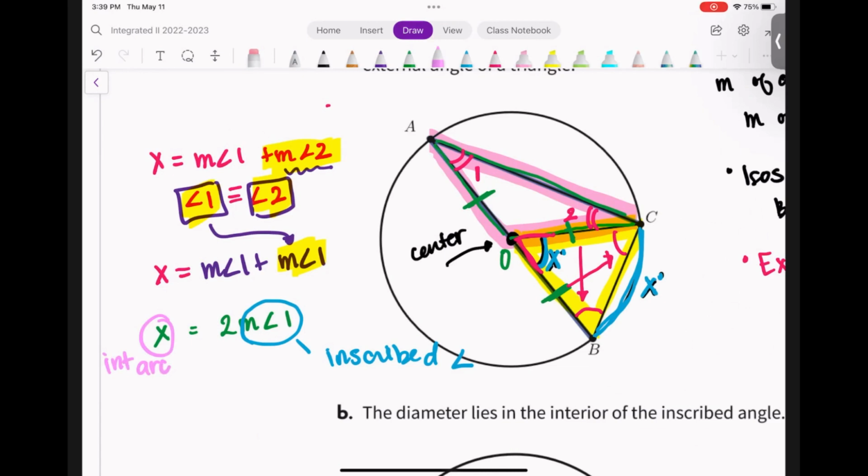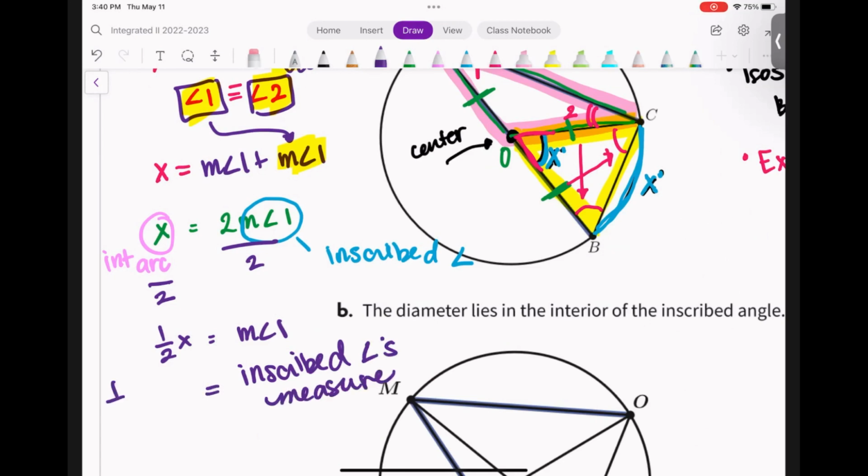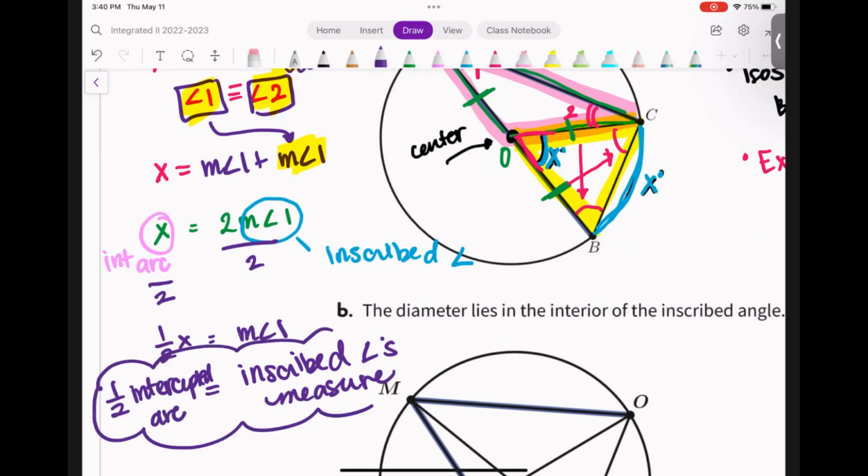And we still have that relationship. So some of you are like, but Miss Johnson, it's twice it. Yeah, you can divide by 2. Absolutely. So we'll divide by 2 here, divide by 2. So half of the arc is the inscribed angle, which is exactly what it says, right? So we get x over 2. Actually, I'll write it as half x. Half x equals the measure of angle 1. So again, we got this idea that the inscribed angle is equal to half of the intercepted arc. So there we go again. We have that same idea.